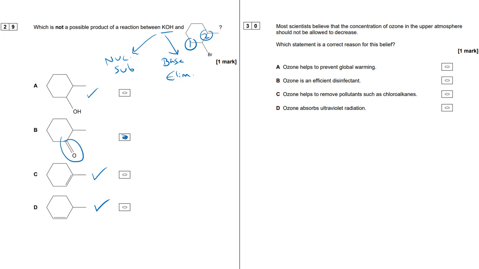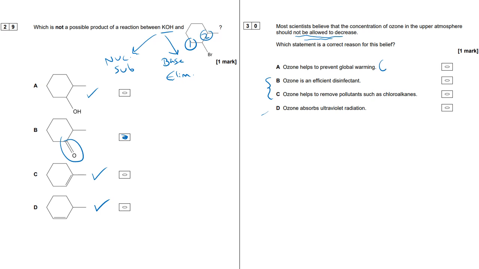Question 30. Many scientists believe the concentration of ozone should not be allowed to decrease. Why do they not want it to decrease? Well, options B and C, ozone is an efficient disinfectant. That's a correct statement. It is used in water treatment, but that's not linked to why the scientists don't want the ozone layer to decrease. Similarly, it can react with chloroalkanes. The chloroalkane catalyzes the breakdown of ozone, so they do react together. But again, that's not why they want the ozone layer to stay intact.